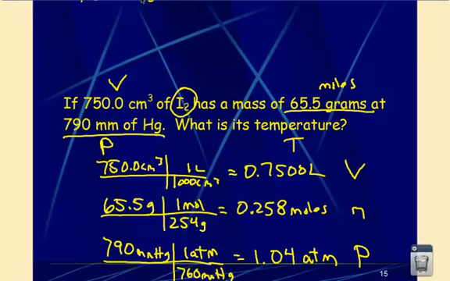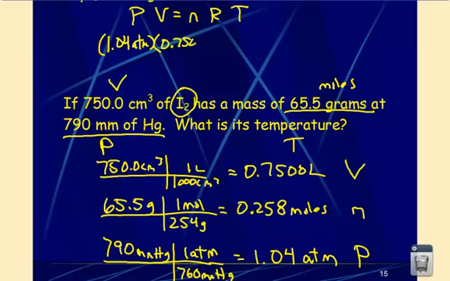Let me get rid of my title there, and I'll do it right up top. So PV equals nRT, the pressure, I calculated it to be 1.04 atmospheres. The volume, I calculated it to be 0.7500 liters. Moles, 0.258 moles. R will be determined again by the units of the pressure, so 0.08206 is the value of R when you have atmospheres. And then T is temperature, that's what we're solving for.